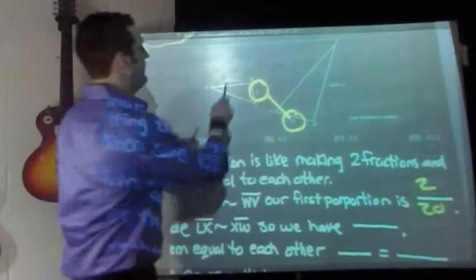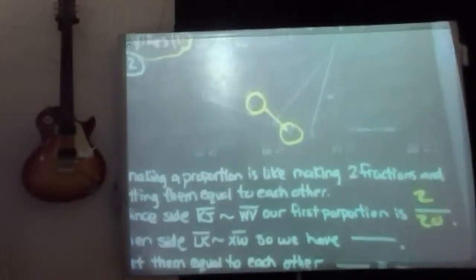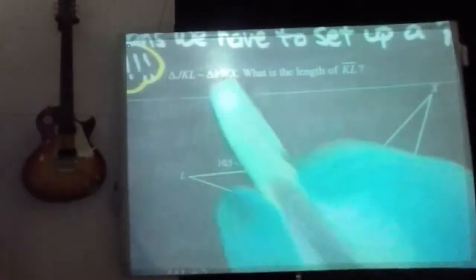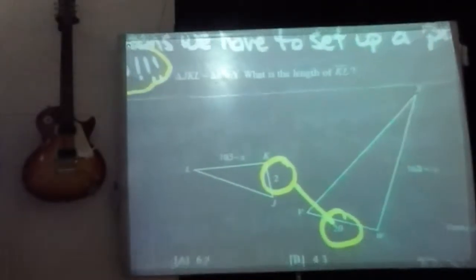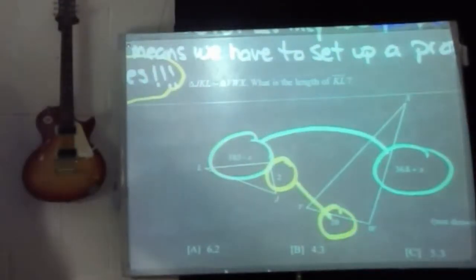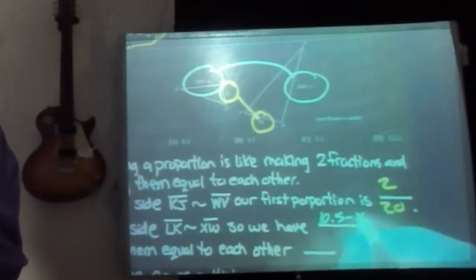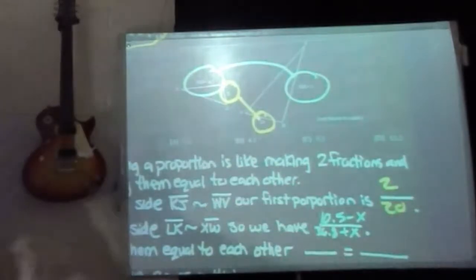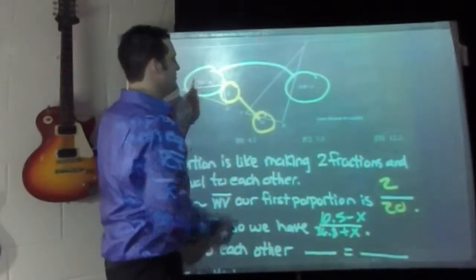Now we're going to look at LK, or KL, and it goes with what? XW. And if you ever aren't sure, you go, okay, KL goes with WX or XW. So it's 10.5 minus x over 36.8 plus x. So there's our other proportion. This is the ugly one, 10.5 minus x over 36.8 plus x. All right, we get the 2 fractions we just made.